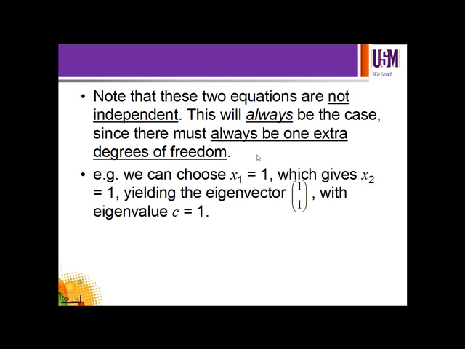That means if we have two equations in this vector form, the solutions are always related to each other. For example, we can choose x1 equal to 1, which gives x2 equal to 1, yielding the eigenvector 1, 1, with an eigenvalue C equal to 1. Since x1 equal to x2, if you choose x1 equal to 1, then x2 also equals 1, yielding the eigenvector 1, 1, with eigenvalue C equal to 1.